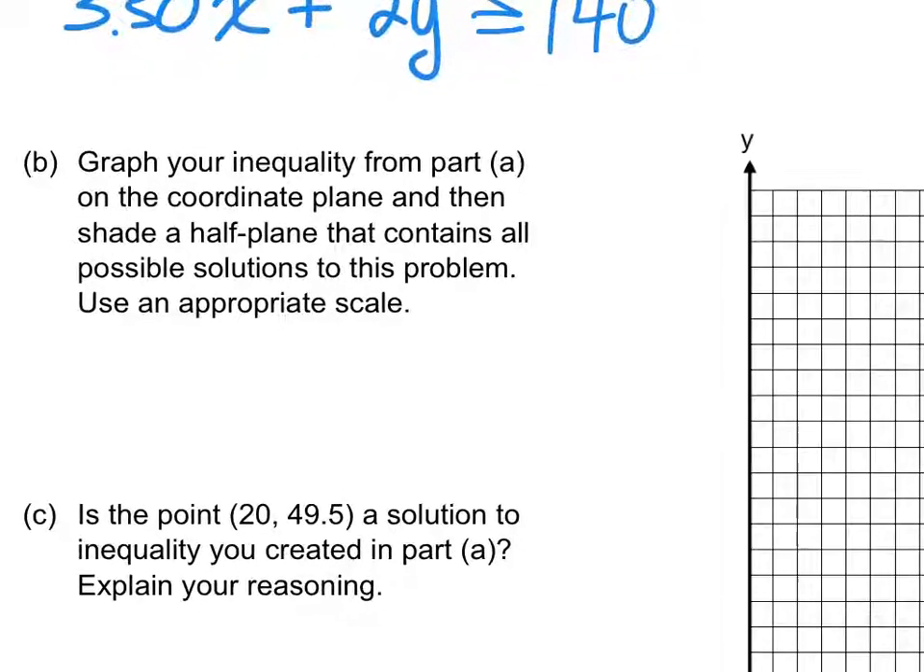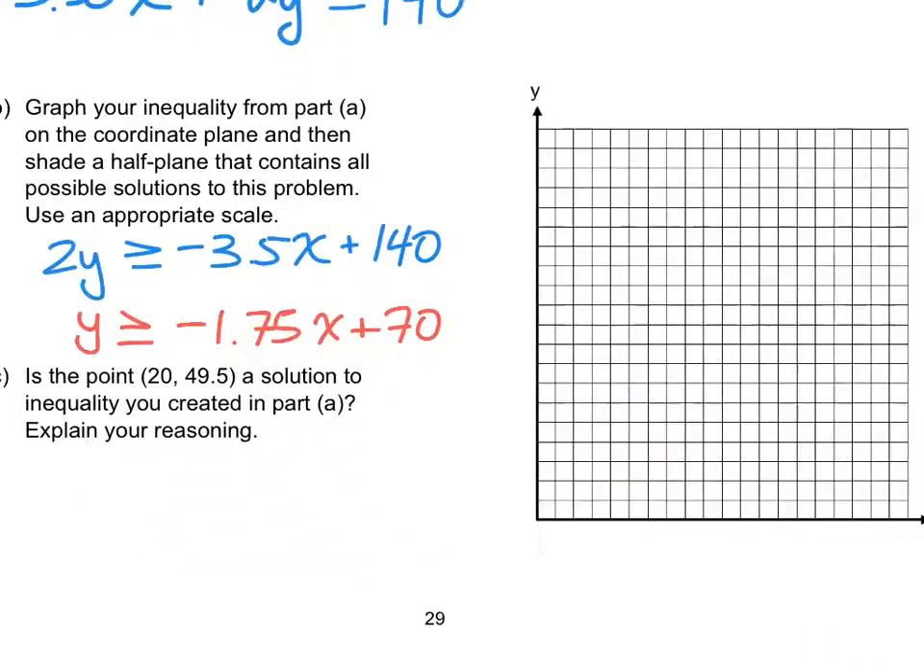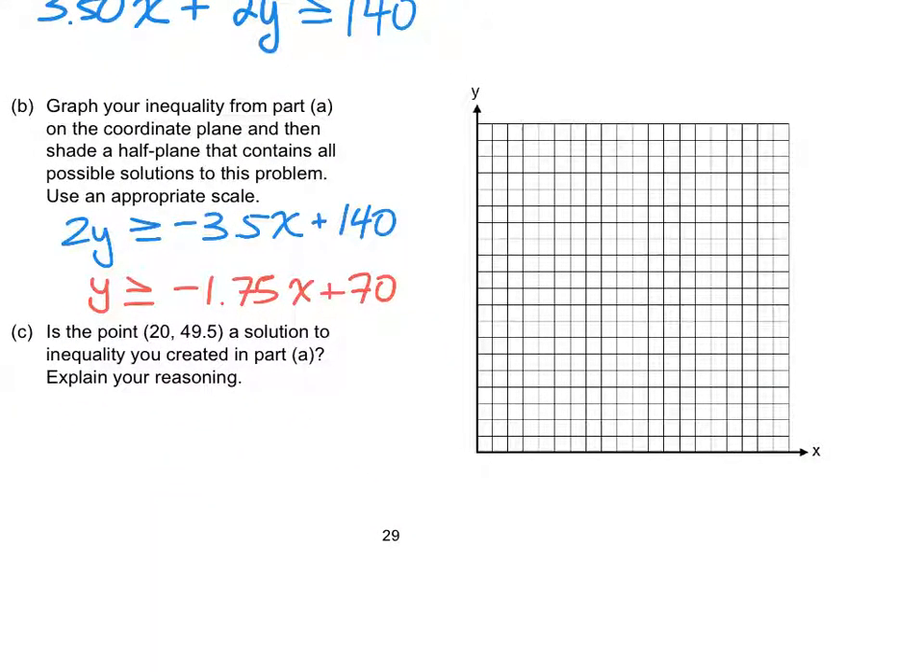Since you're kind of accustomed to solving for y in terms of x, I'll just do that. So 2y is greater than or equal to negative 3.5x plus 140. Then divide by 2. y is going to be greater than or equal to negative 1.75x plus 70. A calculator is going to be helpful here because I have a y-intercept of 70. I can plot that easy enough. I'll just go by tens, I guess.